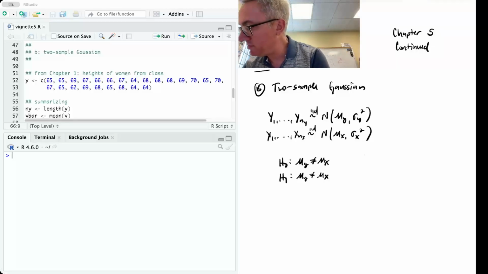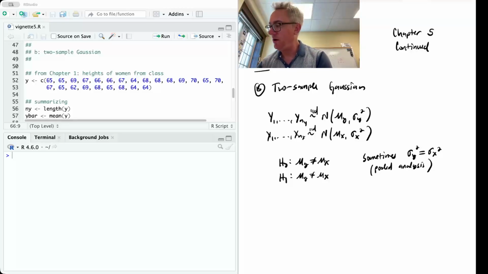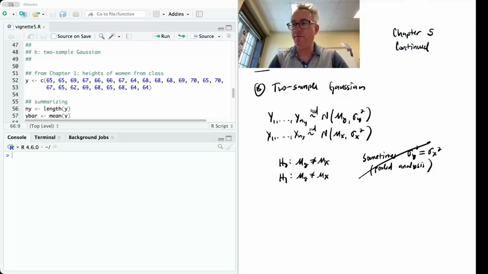Sometimes we also assume that the variances are the same, which is called a pooled analysis. But that's not what I'm going to do here, although you can find a bit about that in the book. So I'm going to assume an unpooled analysis for this vignette.